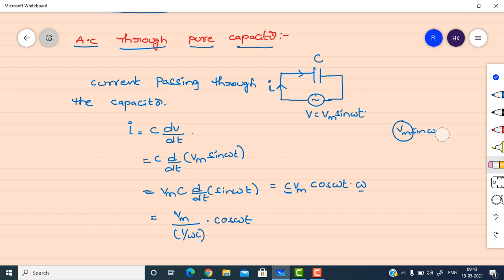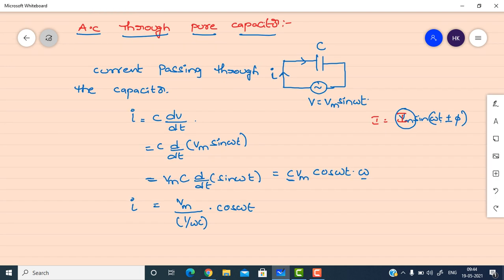Vm sin omega t plus or minus phi. If it is the current equation, Im sin omega t. So in this case, the current equation is I is equal to Vm by 1 by omega C into cos omega t. Can we compare these two now? We can't compare these two. Why? Because this is the sinusoidal function, but in our equation there is a cosine function. So we have to convert the cos function into the sine function.